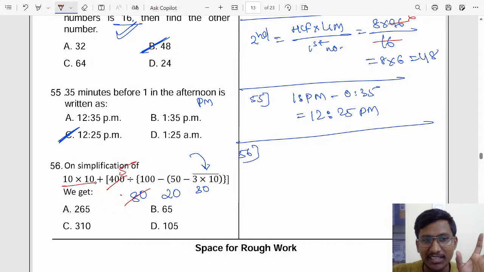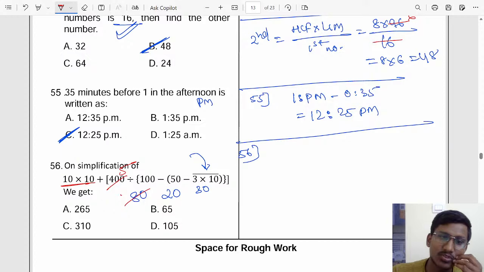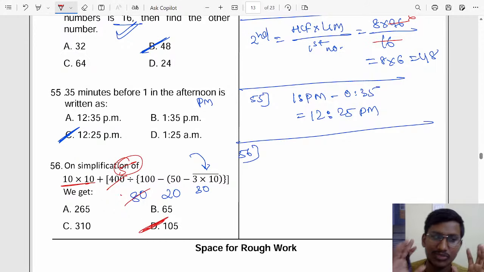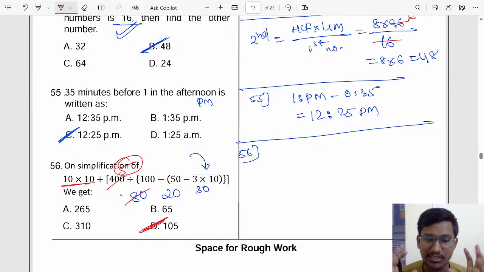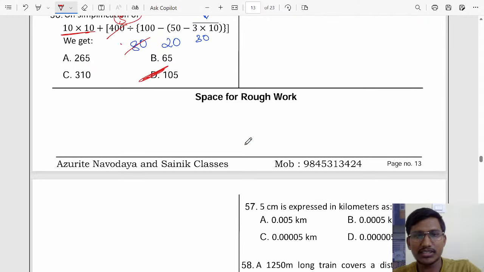So 10 tens are 100, 100 plus 5. So this 100 plus 5 will be 105. Answer option D. Okay, this is how you have to do it. Understood everyone? Very good. Now let's do the next one, that is question 57.